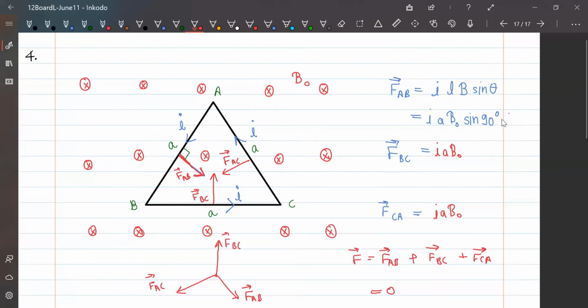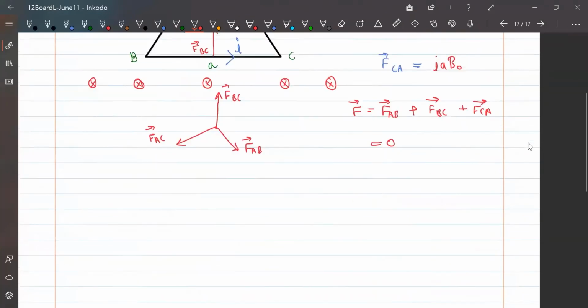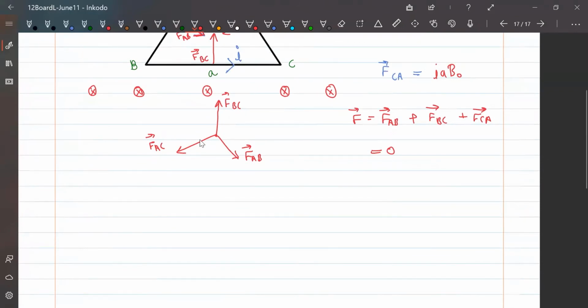This is cancelling each other out because all the values are equal. You can use vector sum to verify this. Sir, how are they cancelling? First, we can do one thing. We can find the resultant of 2 vectors. So these 2 vectors, the angle between them is 120 degrees.